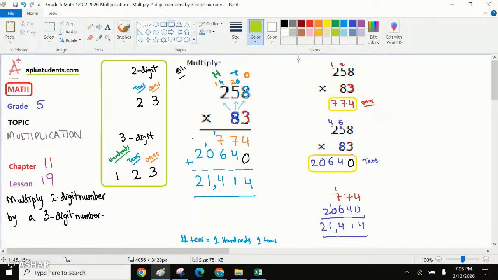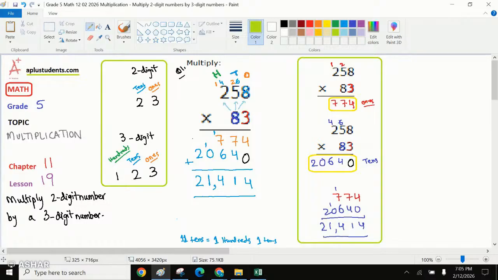But I would prefer the first method that we did to solve this question, because doing the multiplication separately would take a lot of space and we might forget to add the numbers. Let's do another example. This was an alternate method. We can do it the first way or the second way. Let's have a look at another question.